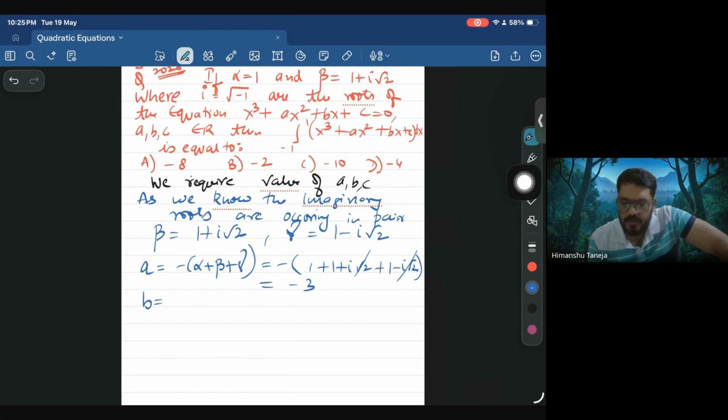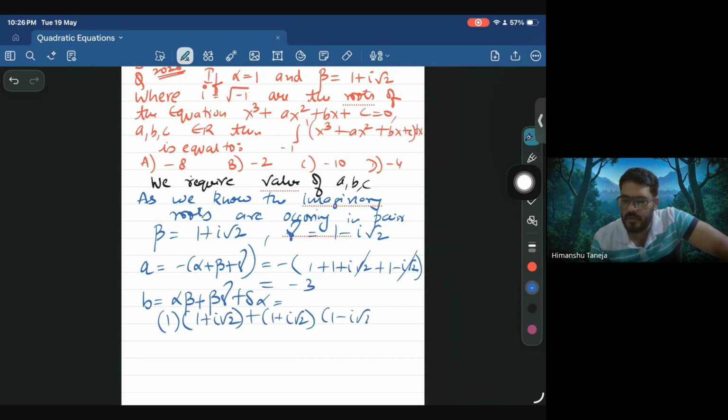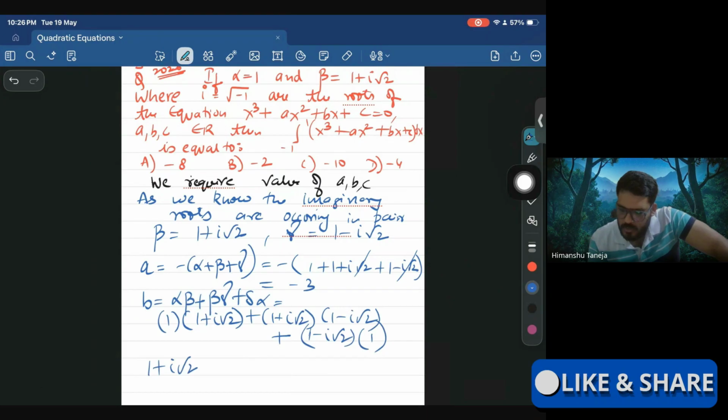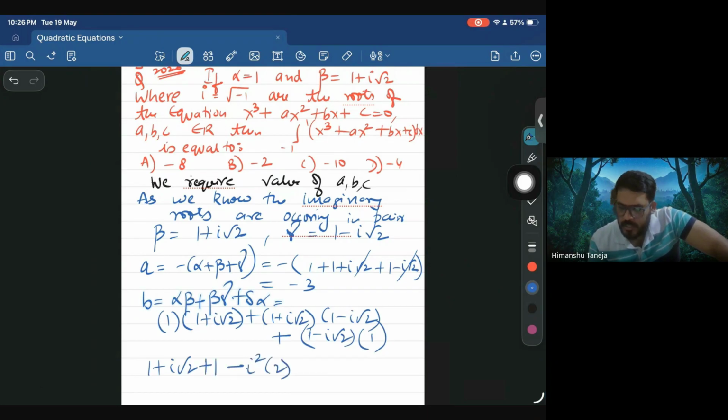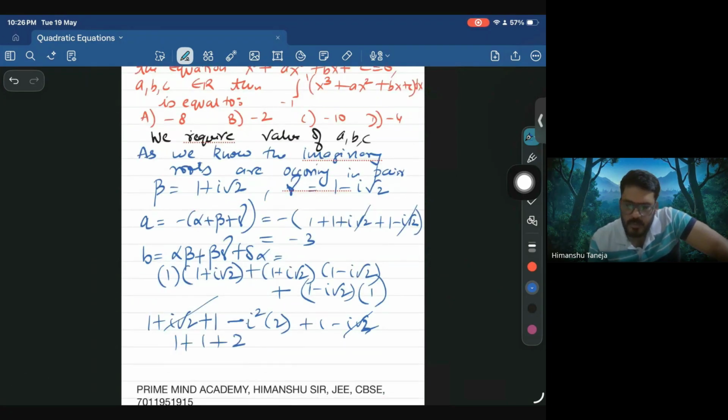Now if you calculate the value of b, that is the product of the roots taken two at a time, which is alpha beta plus beta gamma plus gamma alpha. So this particular value will become equal to, alpha is 1, beta is 1 plus iota root 2, 1 plus iota root 2 multiplied by 1 minus iota root 2, and 1 minus iota root 2 multiplied by 1. So the values will cancel out here. This will be 1 plus iota root 2 and 1 minus iota root 2, and the iota square into 2 term; the common term cancels out. This becomes 1 plus 1 plus 2 plus 1, which is equal to 5. That is, the value of b becomes equal to 5.